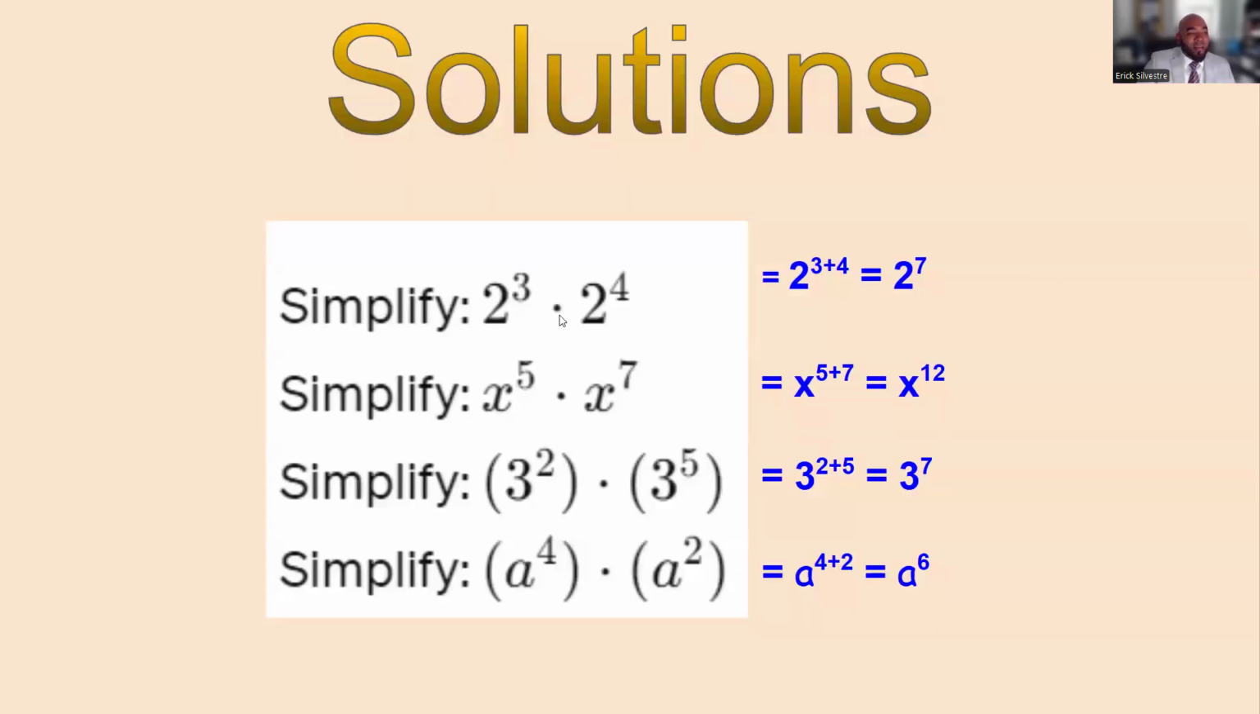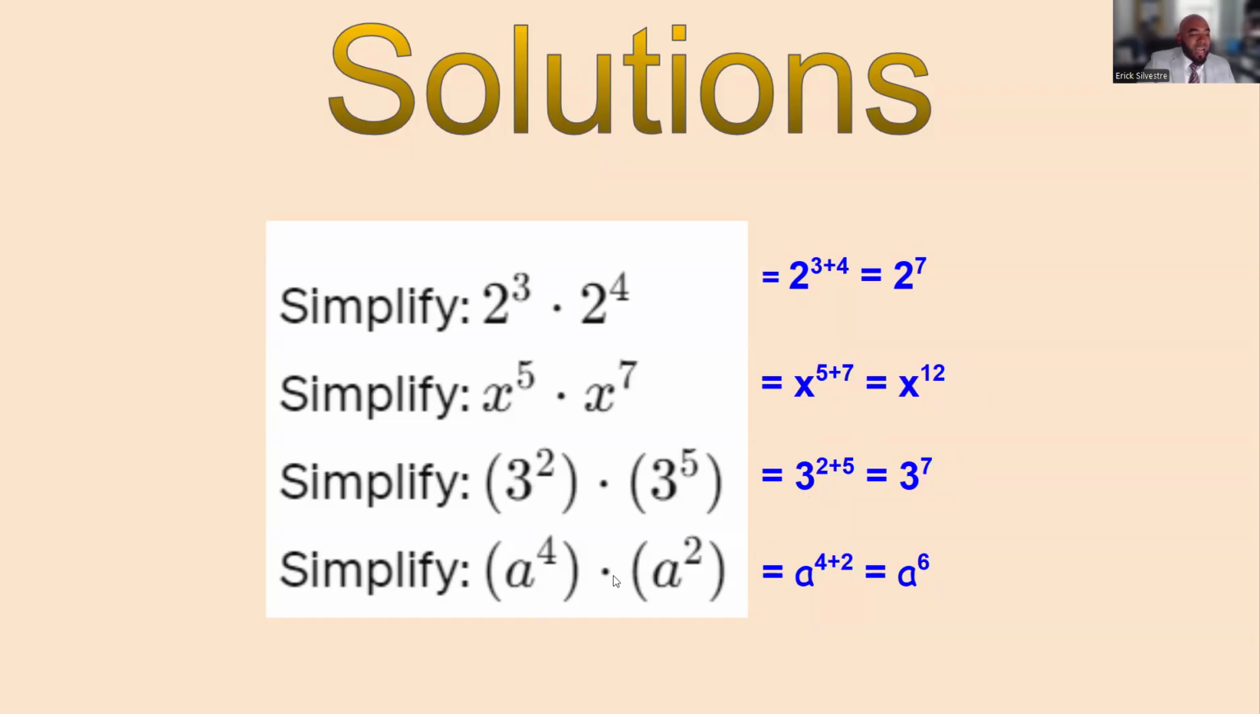All right. So my first example, I see my base is 2. I know I have the same base and I'm multiplying. Therefore, I keep the same base and I add the exponents. 3 plus 4 gives me 7. So my first one is 2 to the 7th power. Look at the second example. My base is the variable x. I'm multiplying x to the 5th power by x to the 7th power. I keep the same base and add the exponents. 5 plus 7 gives me x to the 12th power. If you look at the other example, I have 3 squared times 3 to the 5th power. Same base again. I keep the base 3 and add the exponents, 2 plus 5, and that gives me 3 to the 7th power.